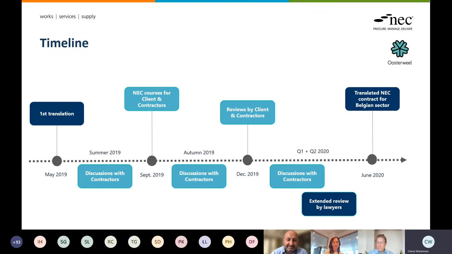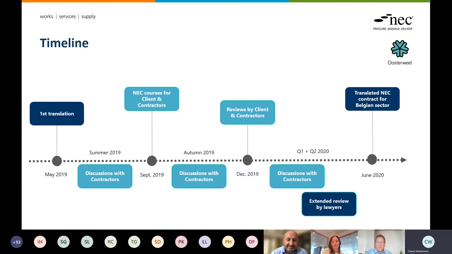On timeline, we started in September 2018 thinking of changing the contract. The first translation of NEC was in May 2019. That was a translation done by the translation office of our lawyer's office, and we started discussing since then. So we're already for a full year having intense discussions with the contractors, sometimes up to two full days a week, where we're sitting together, two, three, four people, a small group, asking what this clause means. Did we translate it correctly? Is it the same interpretation in Dutch? Is a double interpretation possible?